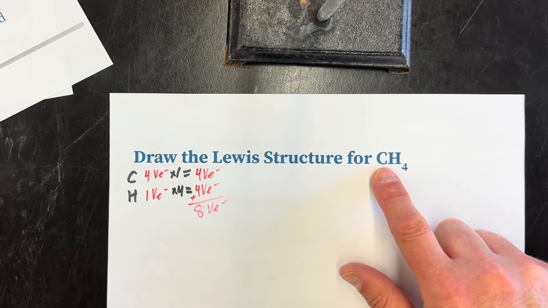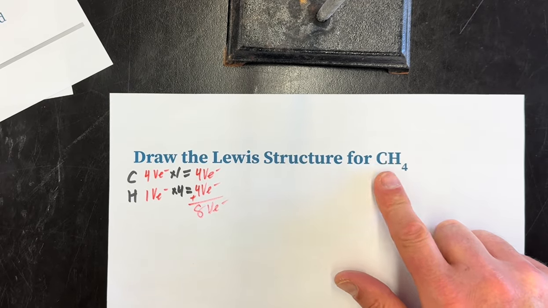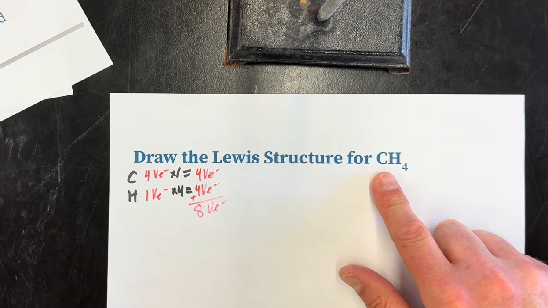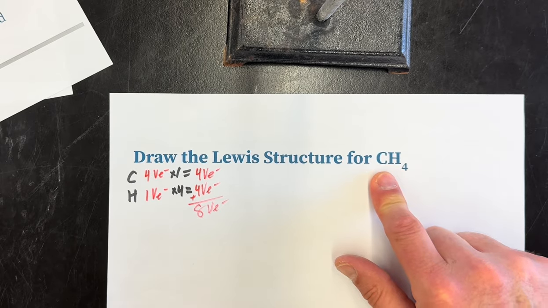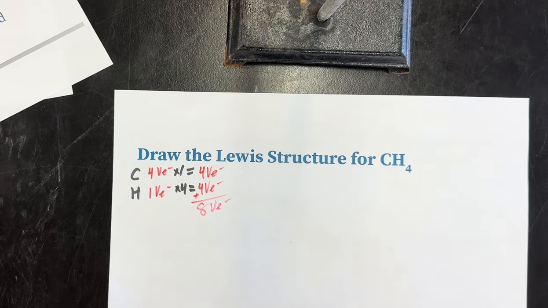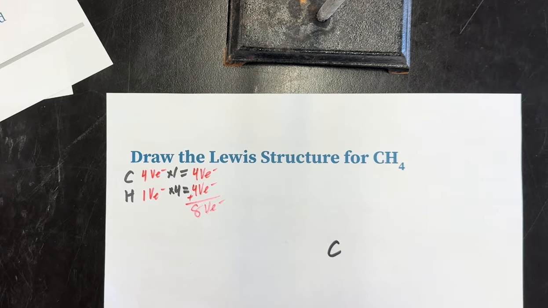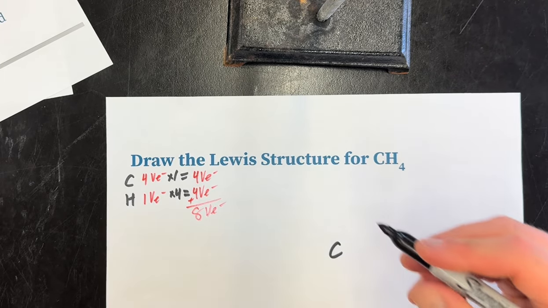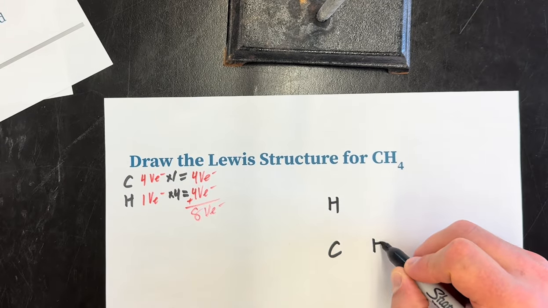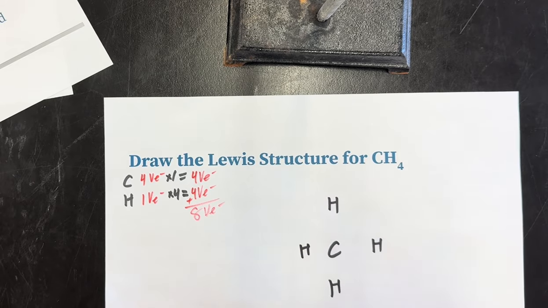My central atom is usually the first atom that's presented to me in the problem as a symbol, or if carbon is present, it's usually carbon. So I'm going to put carbon right in the middle, and then I'm going to bond all of my other atoms to that central atom like this, with a single bond.